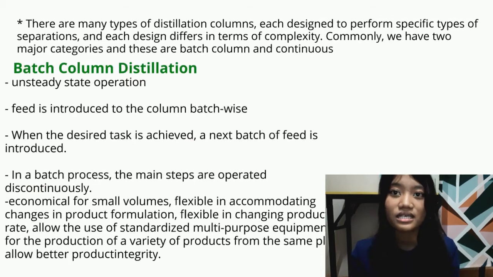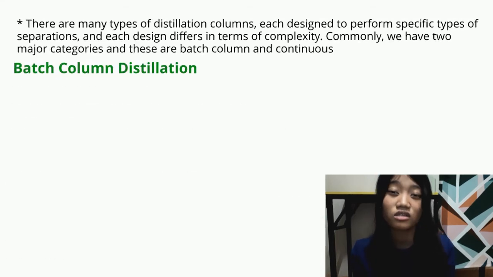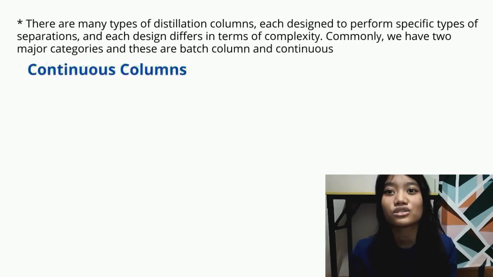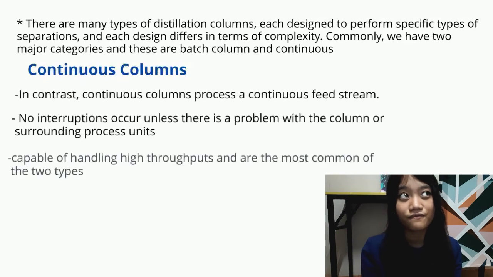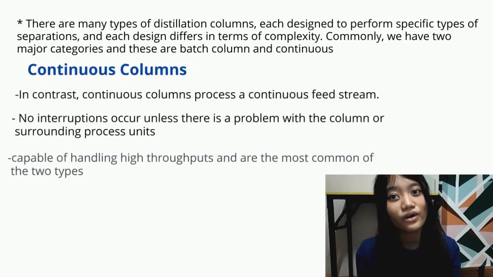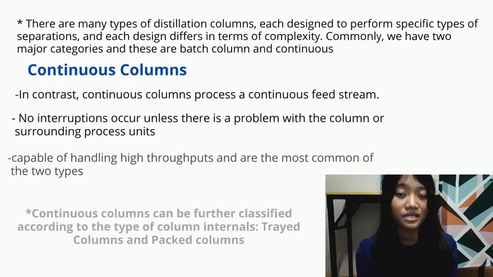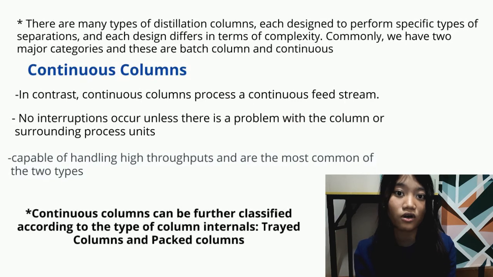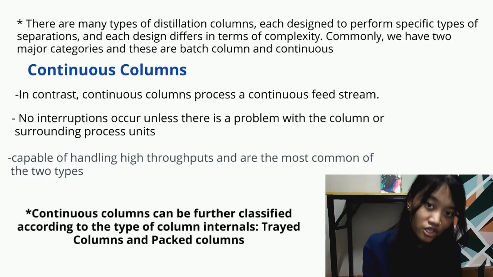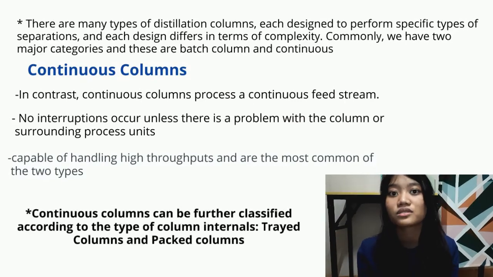The next category is continuous columns. So continuous column distillation, in contrast with batch distillation, has a continuous feed stream. So no interruptions occur unless there is a problem with the column or surrounding process units. They are capable of handling high throughputs and are the most common of the two types. So continuous columns can be further classified according to the type of column internals. We have the tray columns and packed columns.